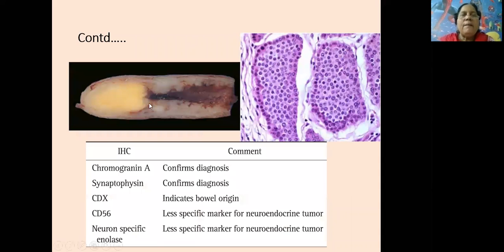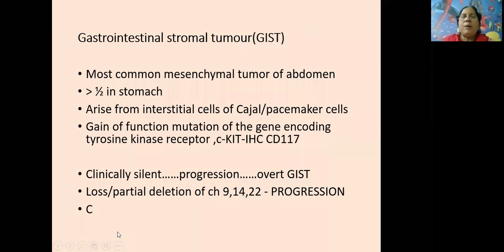So this is the tumor, yellowish tan and sharp, with uniform cells with salt and pepper chromatin. And what are the IHC markers? Chromogranin A confirms the diagnosis. Synaptophysin also confirms the diagnosis. CDX indicates it is of bowel origin, and CD56 and NSE are less specific markers.